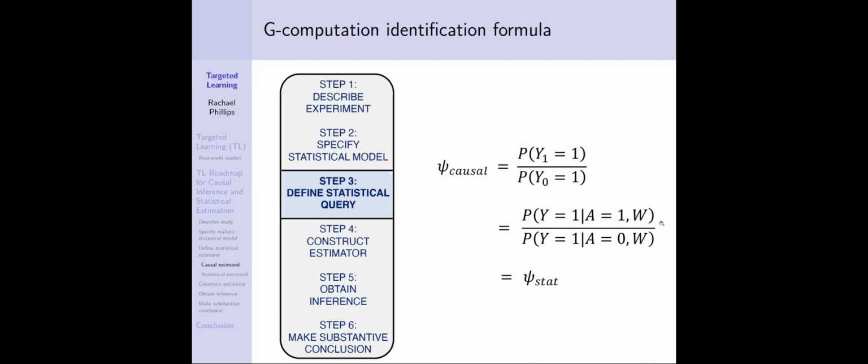When both of these assumptions hold, the G computation formula tells us that we can approximate the post-intervention distribution defined by this full data in terms of the observed data distribution. So here I'm showing a simplified version of the identifiability result that would be needed and what the G computation formula will give us. So we can define this causal parameter in terms of our observed data if the assumptions that I mentioned on the previous slide hold.